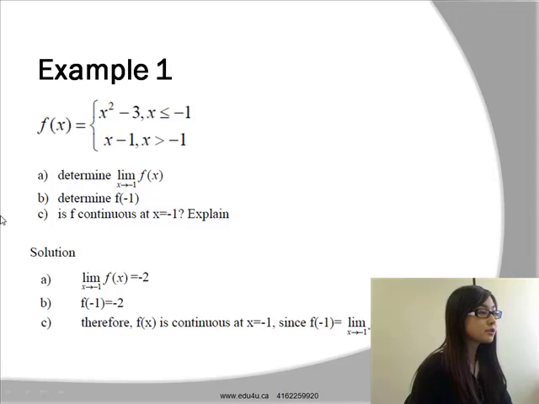Now let's take a look at example 1 from the learning resources. We have f(x) = x² - 3 for x less than or equal to -1, and x - 1 if x is bigger than -1. Question A asks us to determine the limit as x approaches -1 of f(x). The solution is quite simple. We want x close to -1, therefore we take the first equation because x is less than or equal to -1. We plug -1 into this equation, which gives us 1 - 3, and the final answer is -2.